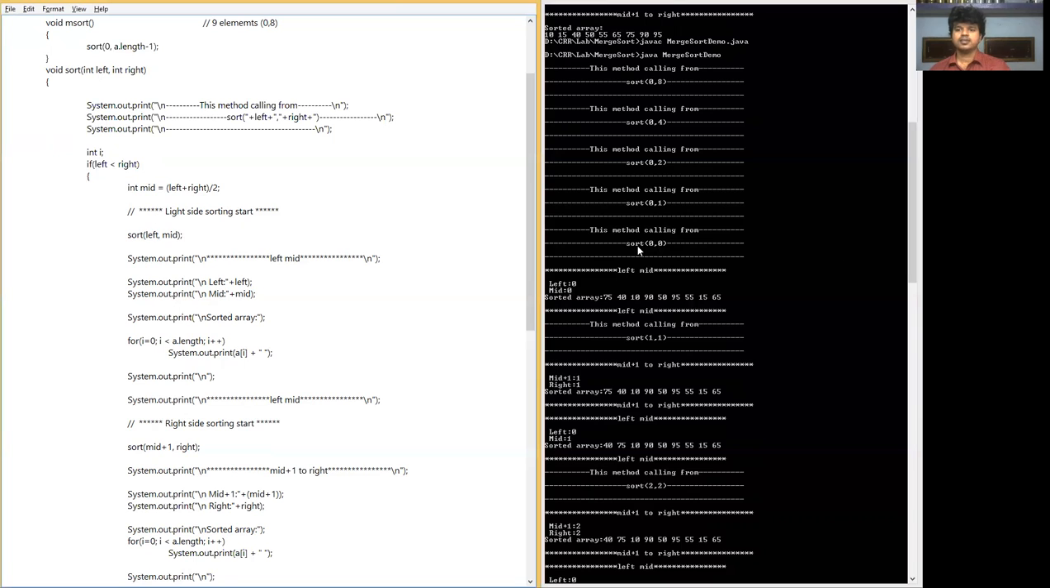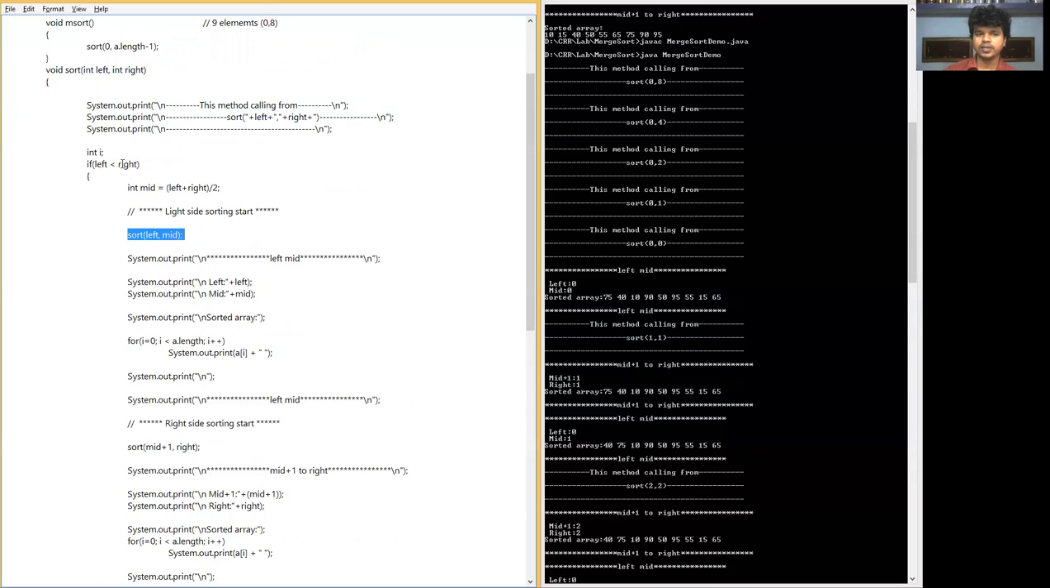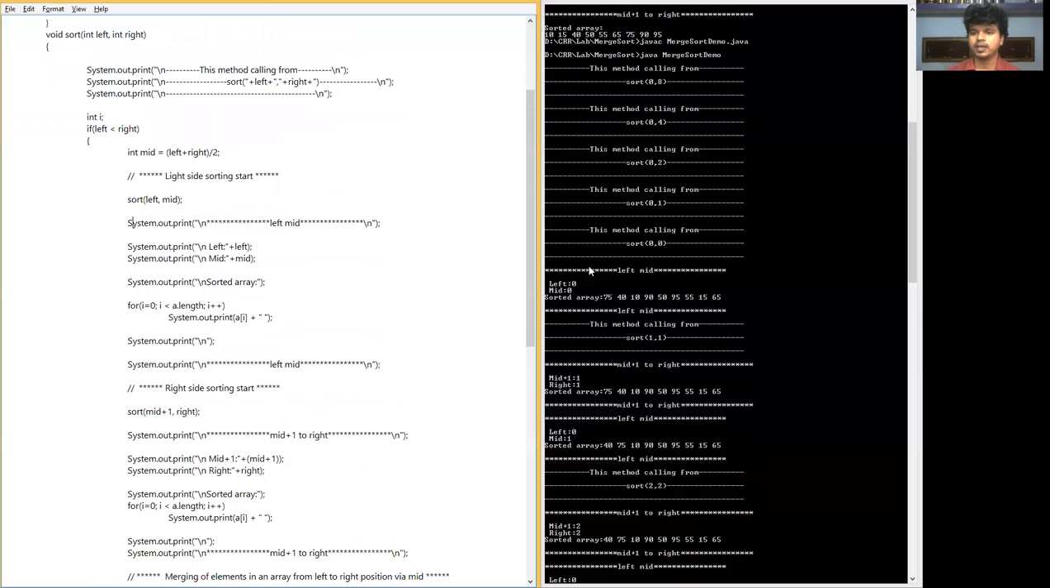And again see here, after this, what happened? Until this calling of the function breaks, it comes back here. Sort 0, 0 calls this function itself, but because of the failure, it could not call the function recursively. So then the next statement is going to be executed. See here, the next statement, left mid: left 0 and mid 0, because we are calling sort 0, 0.